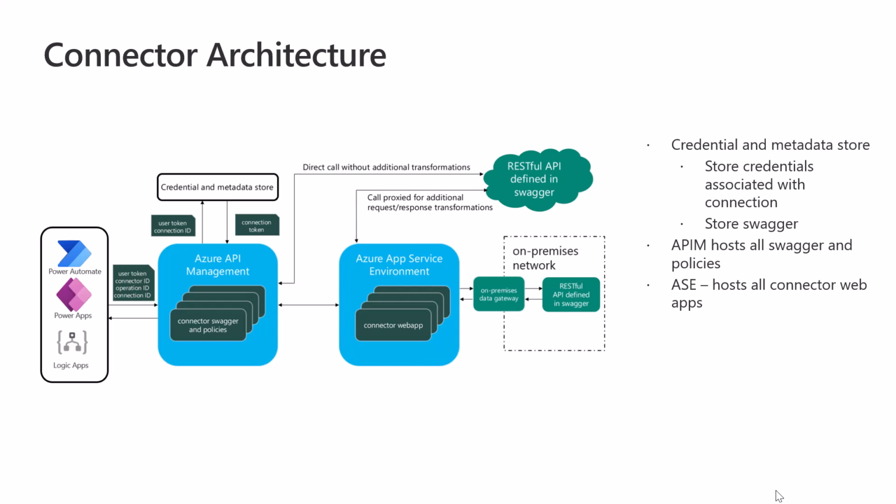For some connectors, like a SQL connector, or in situations where there is a complex transformation of input or output, the details are forwarded to the web app hosted in the Azure App Service environment, which then connects to the endpoint, performs the operation, and returns the data. To connect services hosted on-premises and not exposed externally, you can use the on-premises data gateway as well.